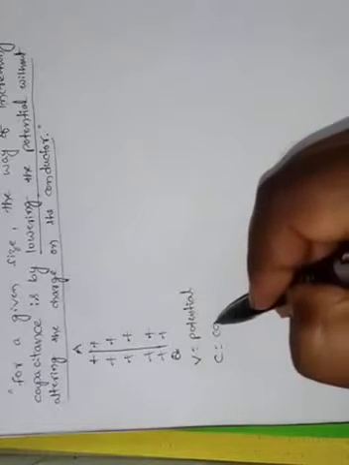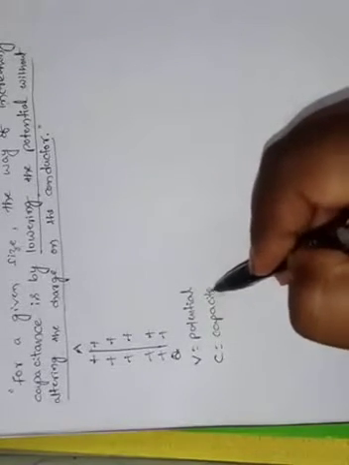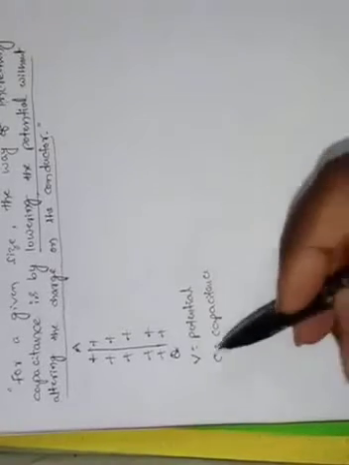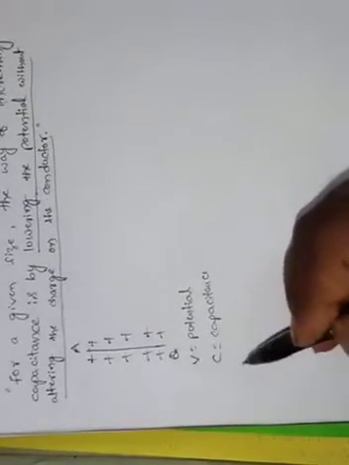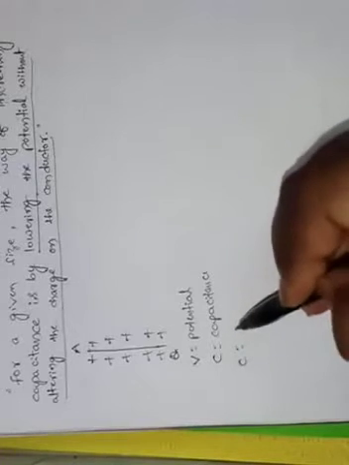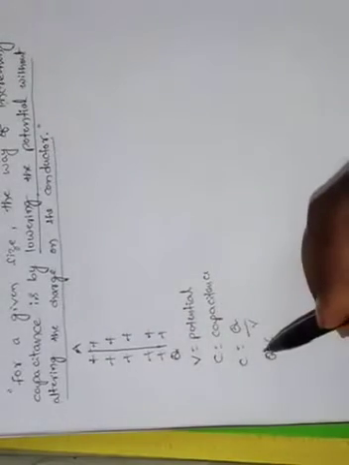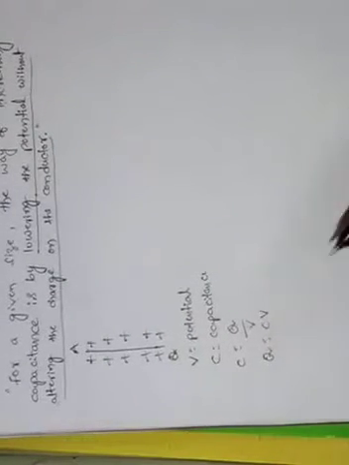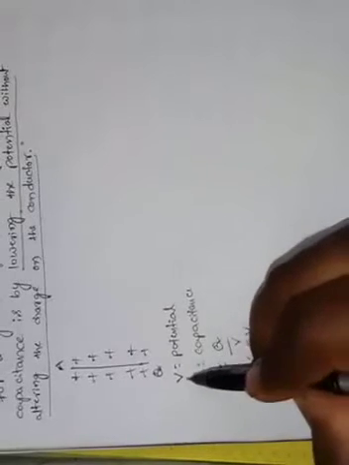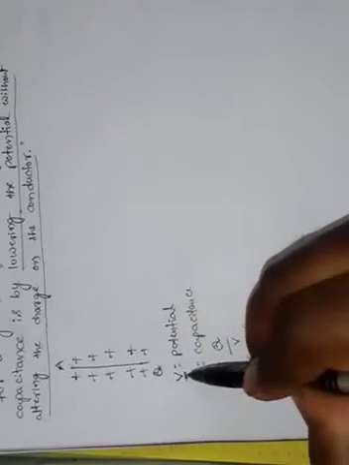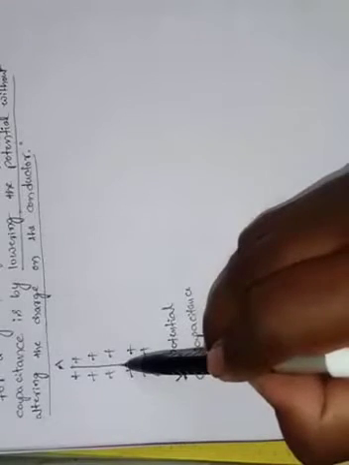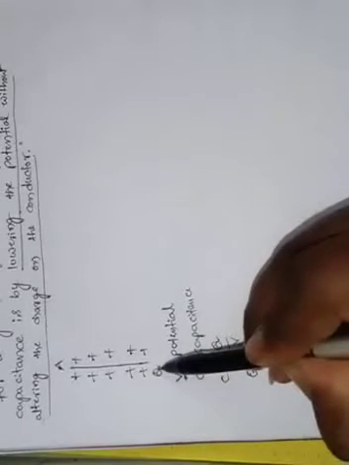And C is the capacitance of this metallic plate A. We know a relation between C, Q and V: C is equal to Q upon V. Then the charge on this metallic plate A is Q equal to C into V. That means at this potential V, this metallic plate holds the charge only Q.